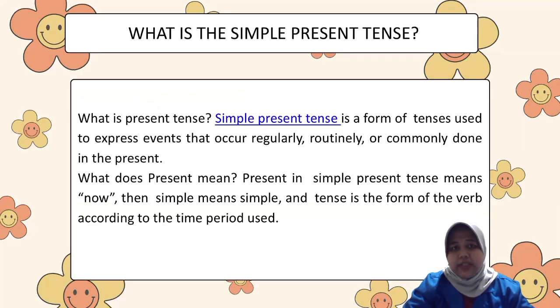What is the simple present tense? Simple present tense is a form of tenses used to express events that occur regularly, routinely, or commonly done in the present. What does present mean? Present in the simple present tense means now. Then simple means simple and tense in the form of the verb according to the time period used.